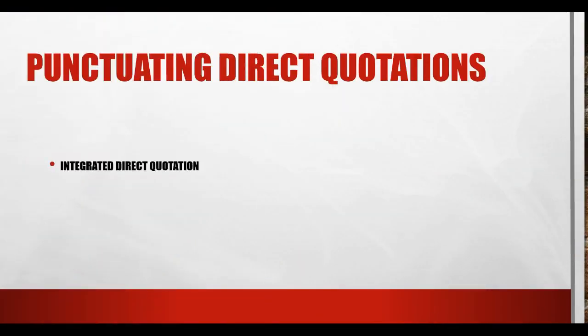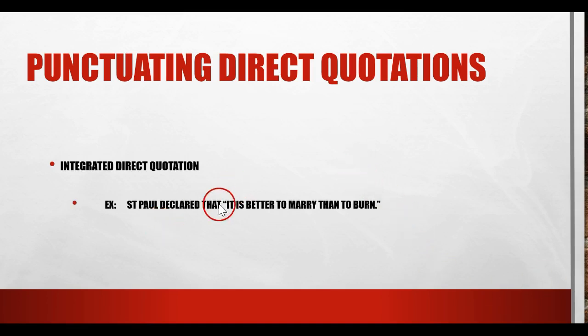In an integrated direct quotation, the citation is followed by no punctuation at all. Only the quotation marks indicate that you are using someone else's words. For example, here you can notice that there is no comma or colon before the quoted material because this is an integrated quotation.